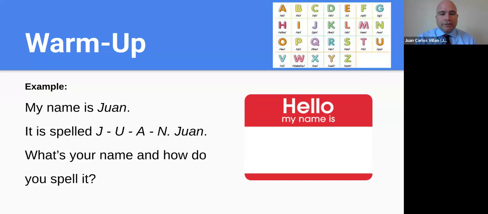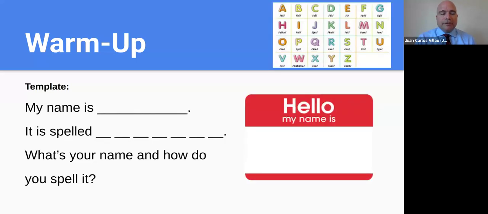So once you complete the exercise, this is the template that you could use for number 2 of the warm-up. My name is, and then you fill in the blank with your first name. It is spelled, and then you outline each letter. Obviously, not all names have 1, 2, 3, 4, 5, 6, 7 letters. It will vary. This is just an example. So you put the number of letters required to spell out your name. So what's your name and how do you spell it?